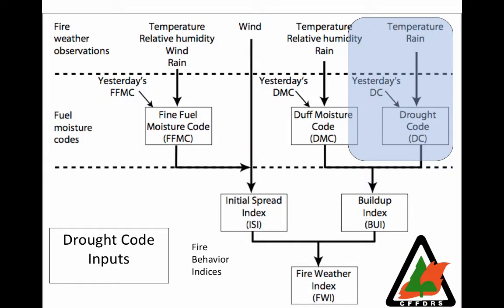The Drought Code is the last of the fuel moisture codes in the Fire Weather Index system. It represents a fuel with a 53-day or 1,250-hour time lag. The DC has its strongest influence on the buildup index when the DUF moisture codes are also high.